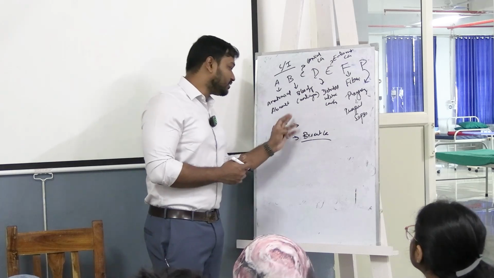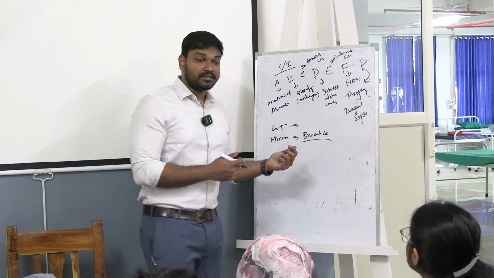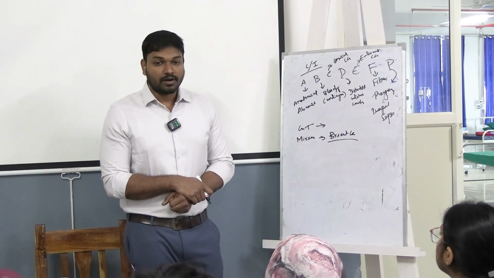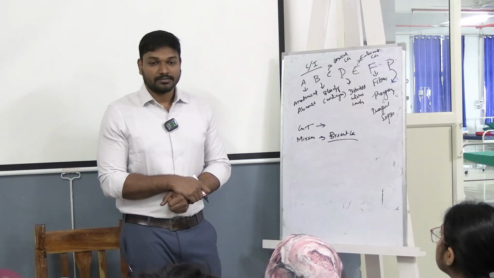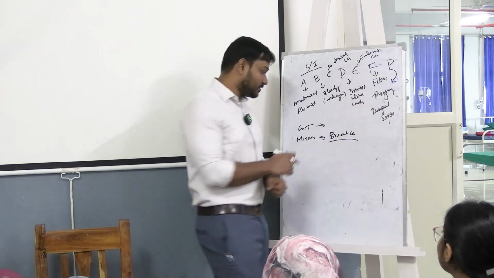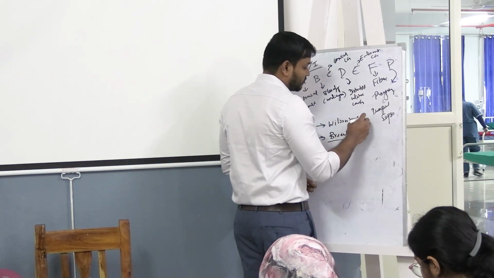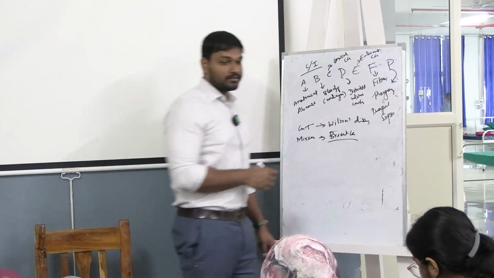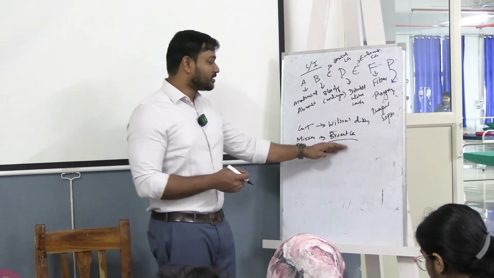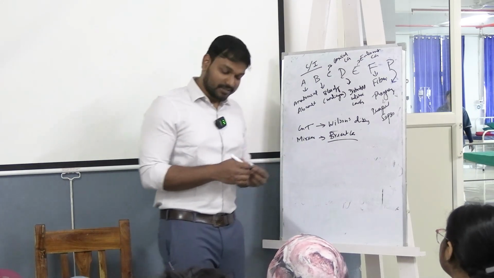Similarly, in one disease copper T is completely contraindicated. Copper T, what is that disease? Copper toxicity, Wilson's disease. So in a Wilson's disease patient you cannot give copper T, you can give Mirena. Breast cancer patients you will not give Mirena, you can give copper T. Got it?